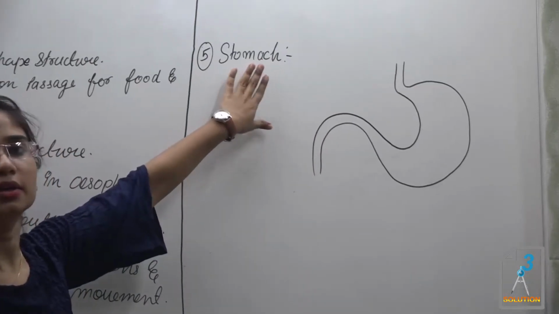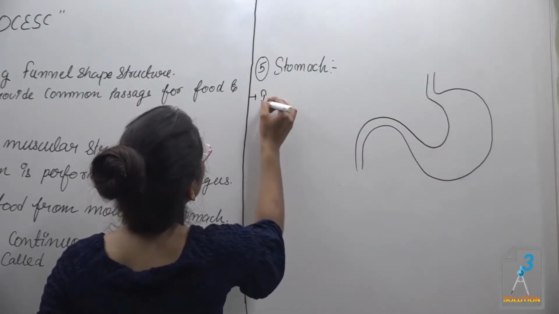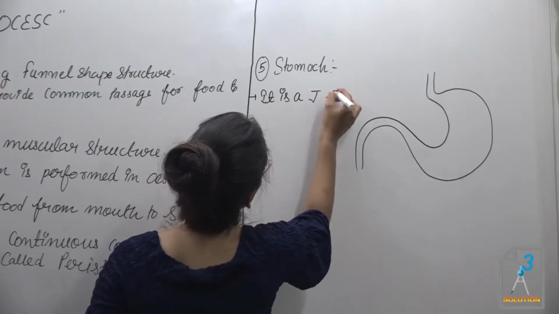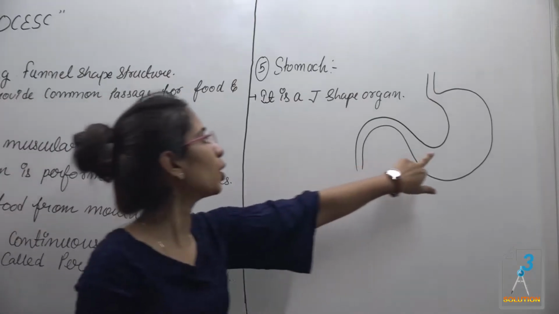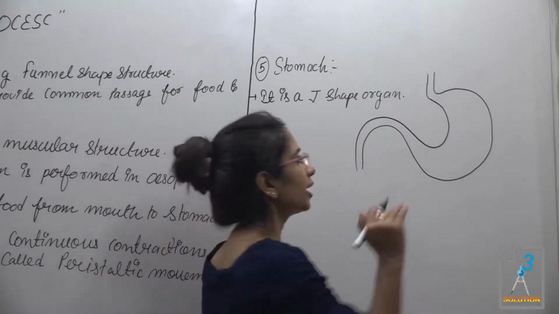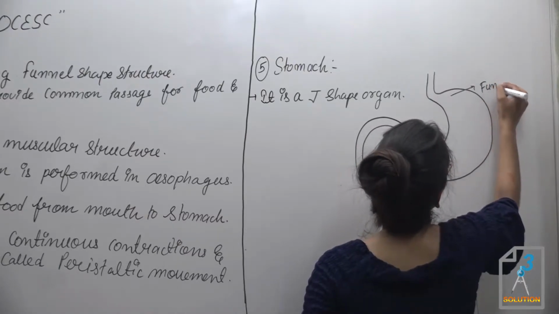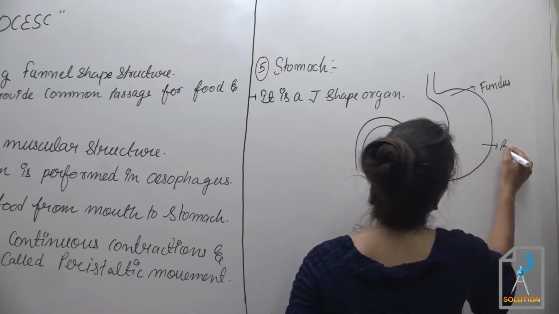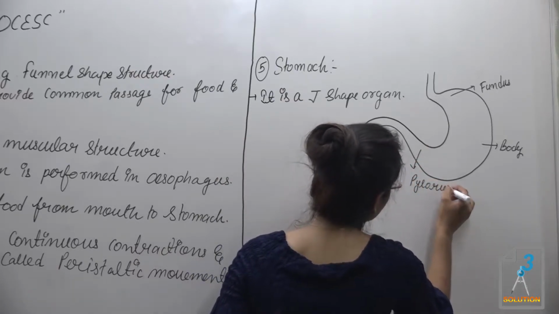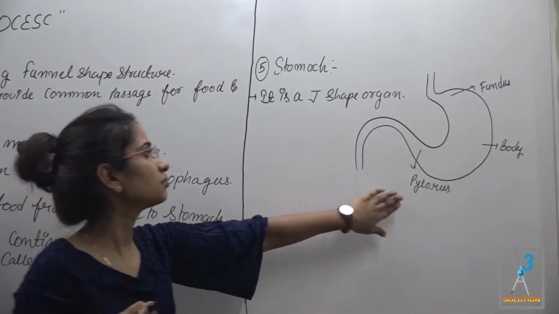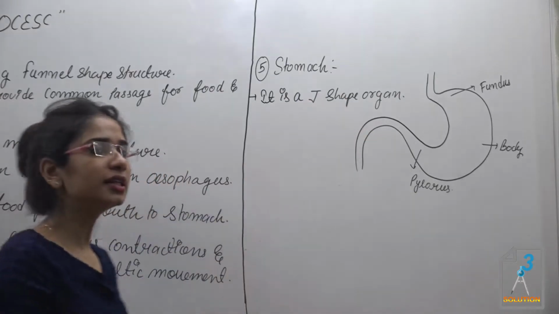So, next we have the stomach in the series. As we can see, it is a J-shaped organ. Let's mark the portions of the stomach. It is divided into 3 portions. First, the uppermost is the fundus, the middle portion is the body, and the last portion is the pylorus. It's a J-shaped organ.